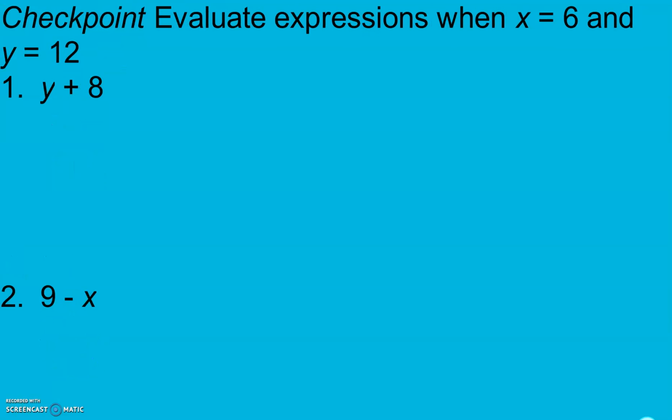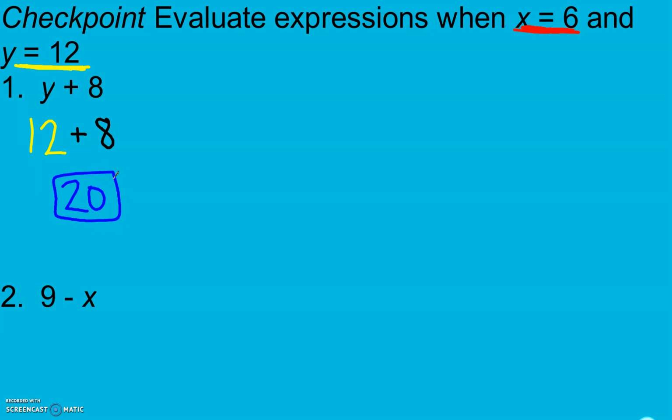Checkpoint here, feel free to pause and give this a try. We want to evaluate the expressions when x equals 6 and y equals 12. So when we see an x, I'm going to plug in a 6. When we see a y, I'm going to plug in a 12. So in number 1, we have y, and then no more variables, so I just bring down everything else, plus 8. And then, since all I have is a numerical expression, I can simplify 12 plus 8, 20.